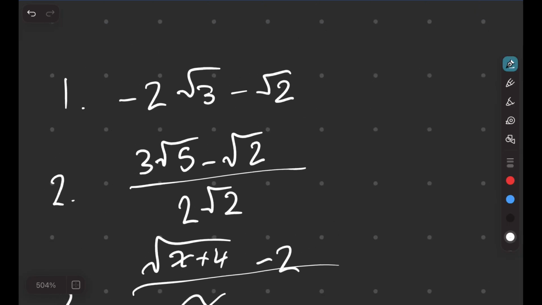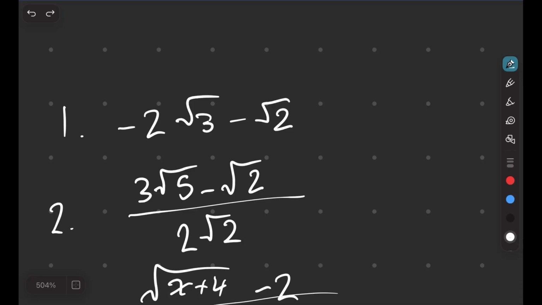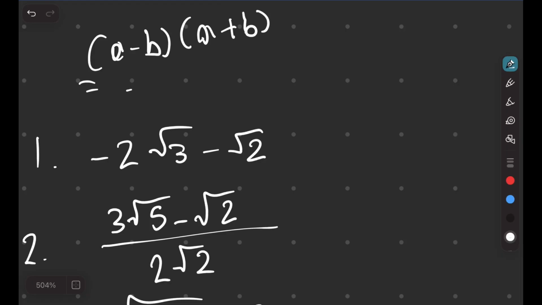For this first one, we just need to find the conjugate pair of this expression, which is negative 2 root 3 minus root 2. Now it's important to think of a very simplified version of this expression. So you can just think of this as a minus b, where a is negative 2 root 3 and b is root 2. And we know that the conjugate of a minus b is a plus b, right? Because that results in a squared minus b squared. So it's just squaring both sides.